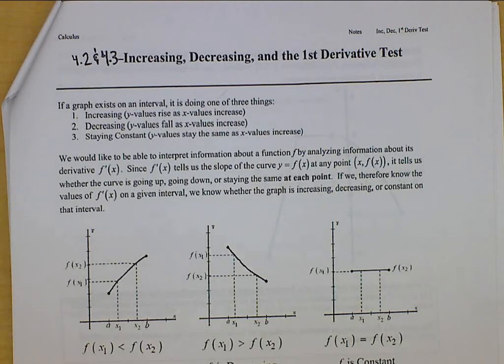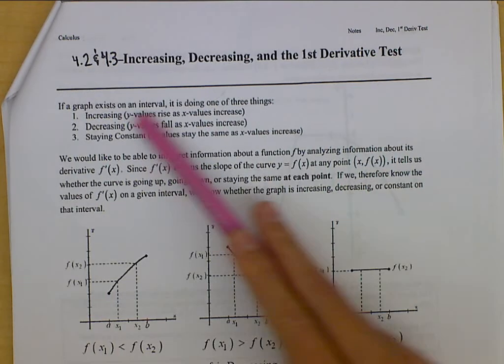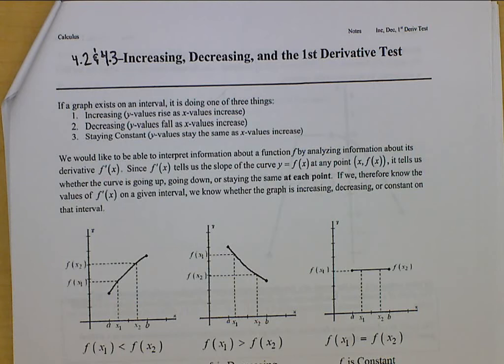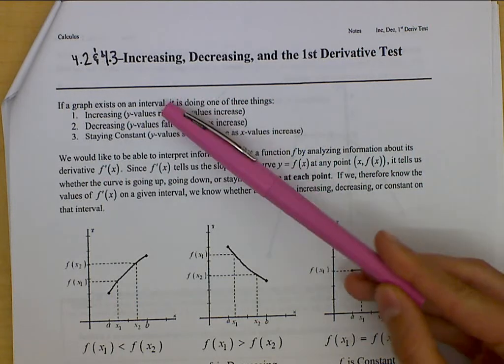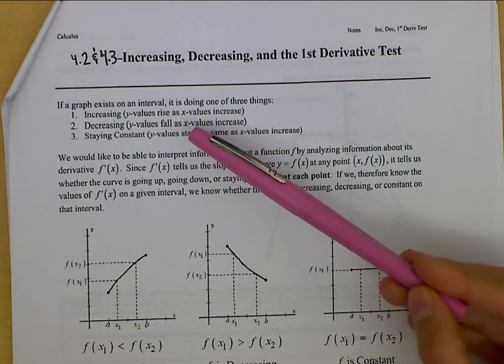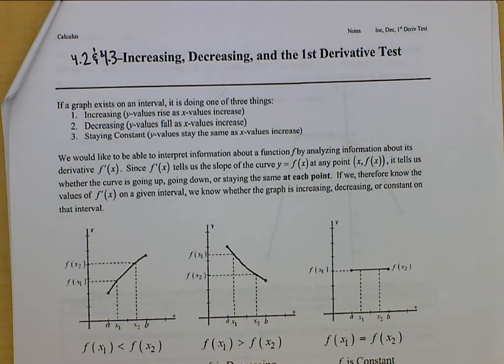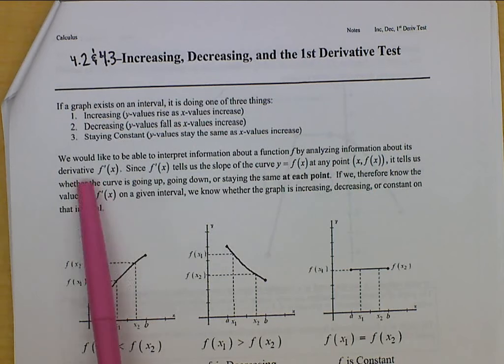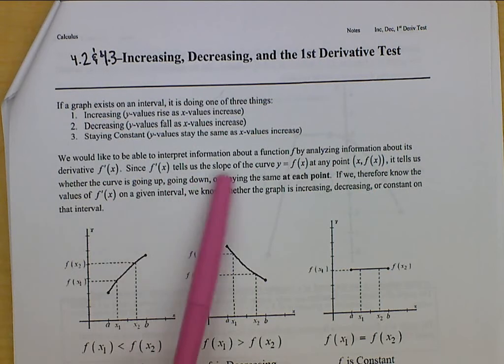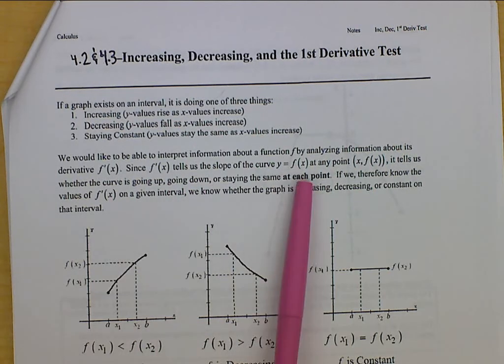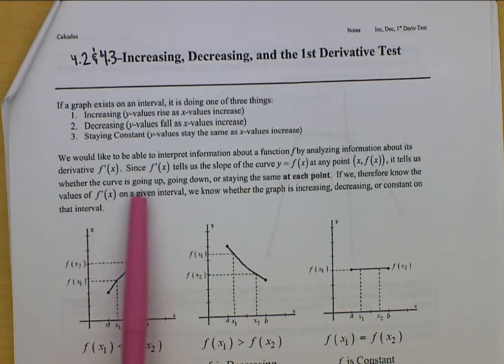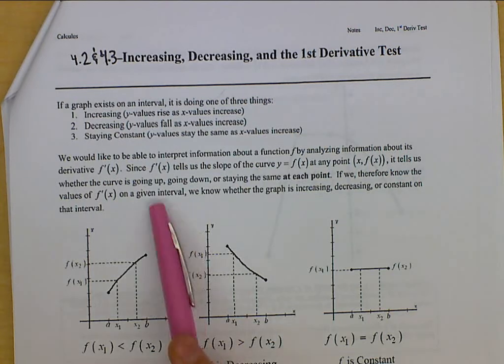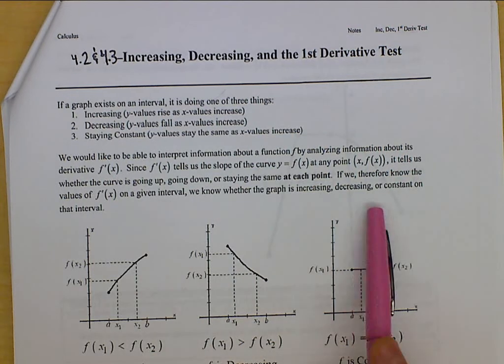So basically, if a graph exists on an interval, it is doing one of three things. It's either going to be increasing, decreasing, or staying constant. That makes sense. That's what a graph will do. So we would like to be able to interpret information about a function by analyzing information about its derivative. Since f prime tells us the slope of the curve y equals f of x at any point, it tells us whether the curve is going up, going down, or staying the same at each point. If we therefore know the values of f prime of x on a given interval, we know whether the graph is increasing, decreasing, or constant on the interval.